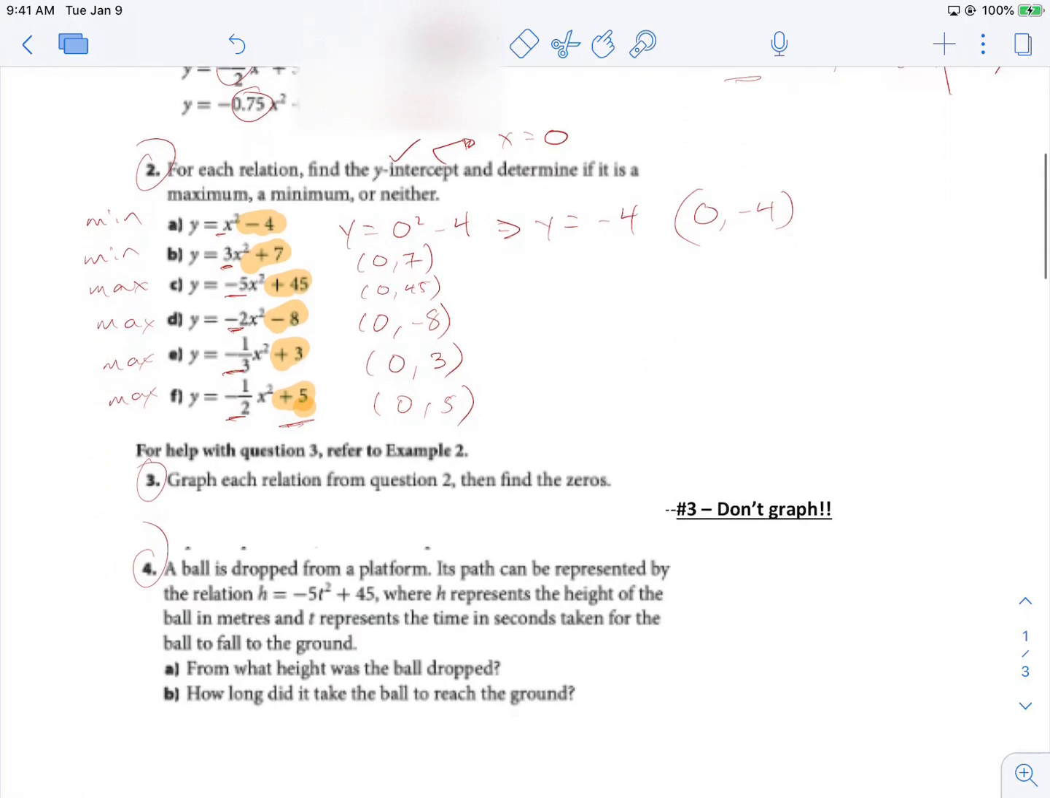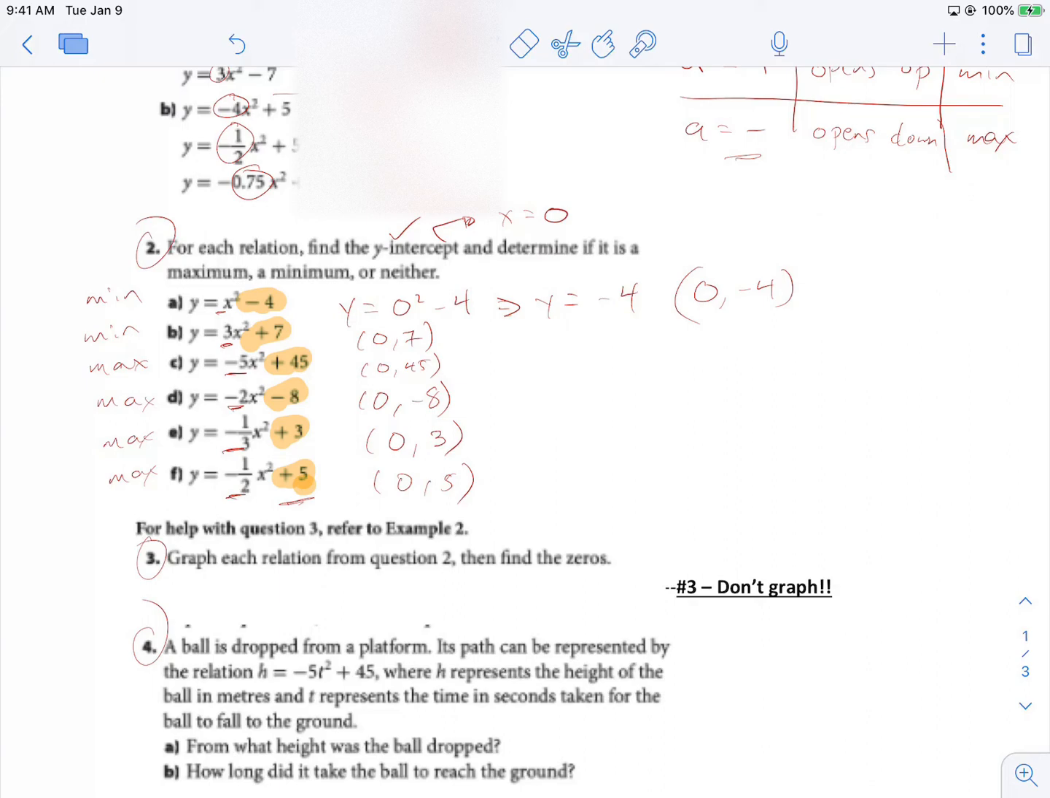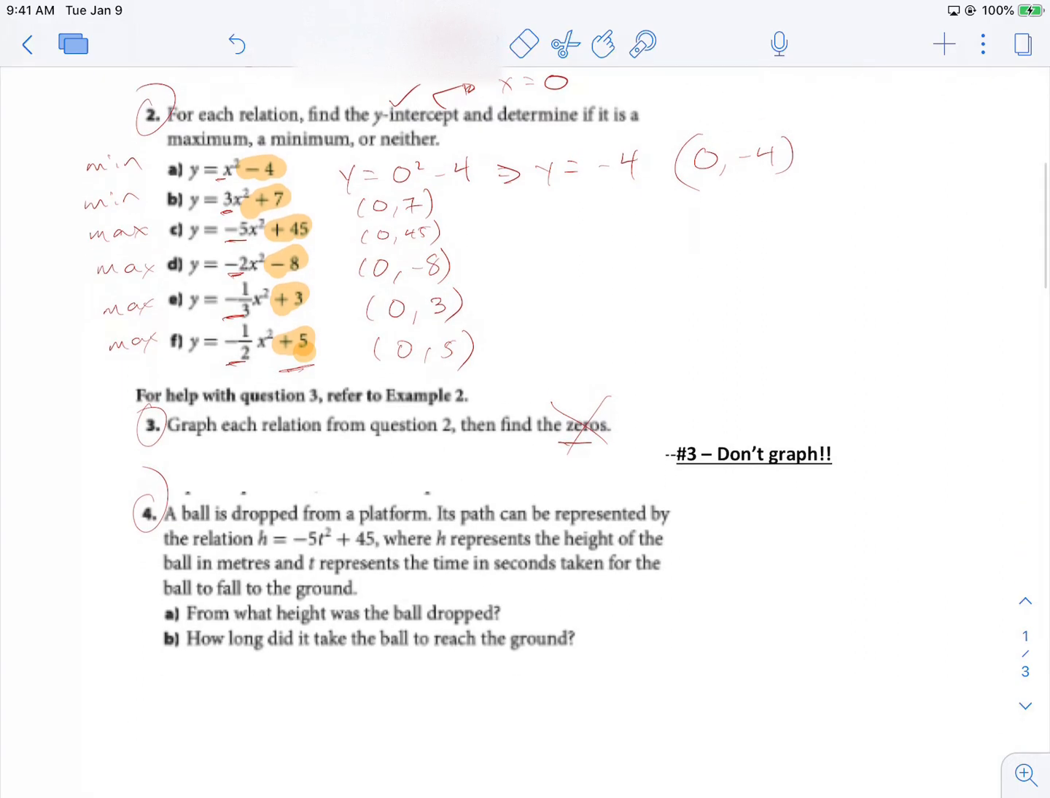Next, graph each relation from question 2, then find the zeros. We don't actually want to do the graphing, we just want to find the zeros. So let's go ahead, I'll start with A. So y equals x squared minus 4. So what we actually have to do here, and this is a little bit of a trickier one, and you know what, we're actually going to scrap finding the zeros here because it's going to take a little bit of techniques that we haven't really touched on unless we graphed it and then just took a look at it. So we're actually going to eliminate that question altogether.